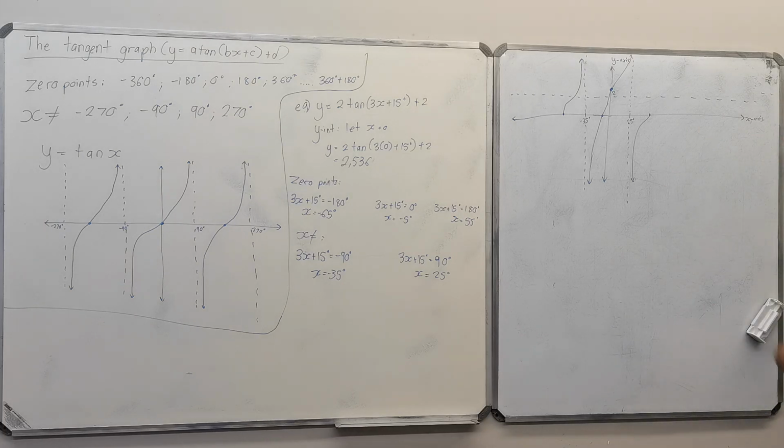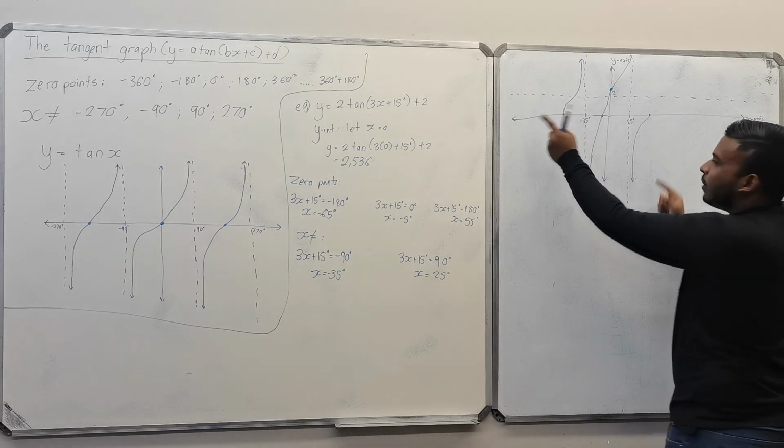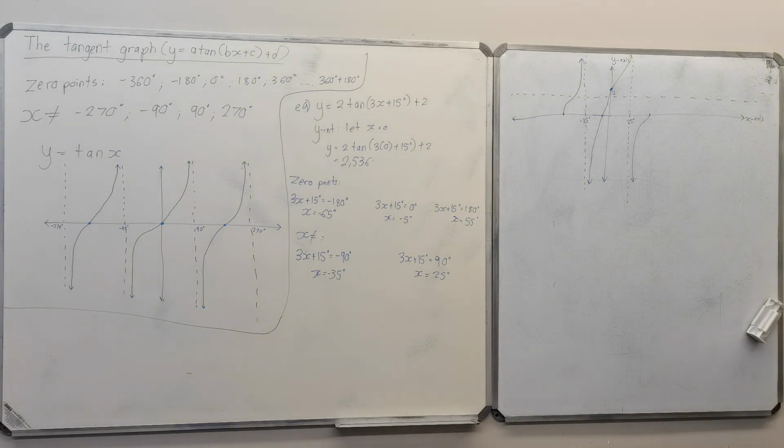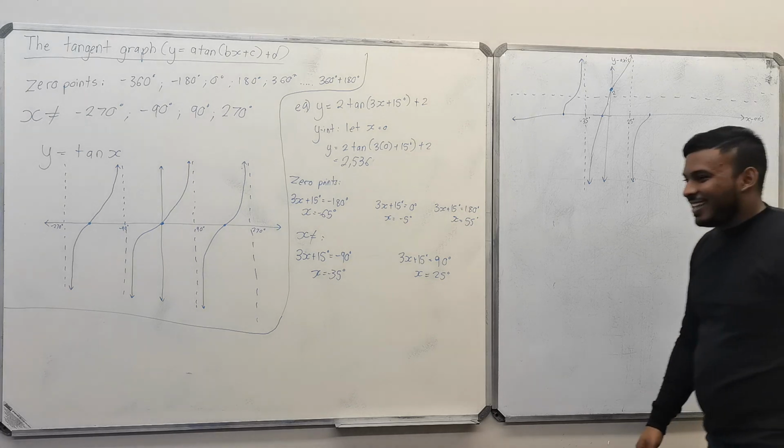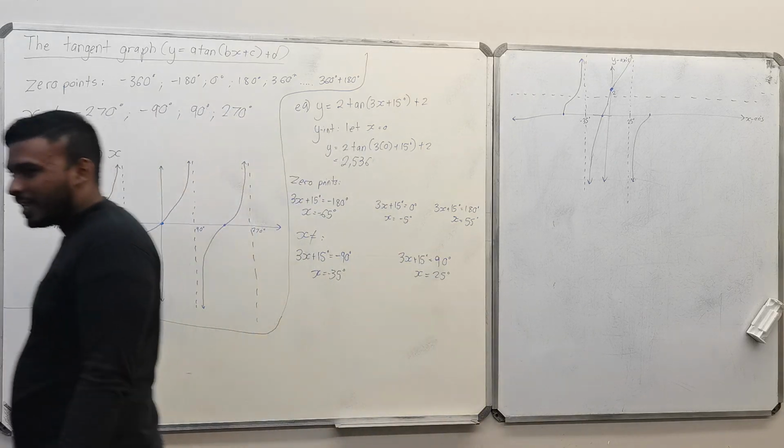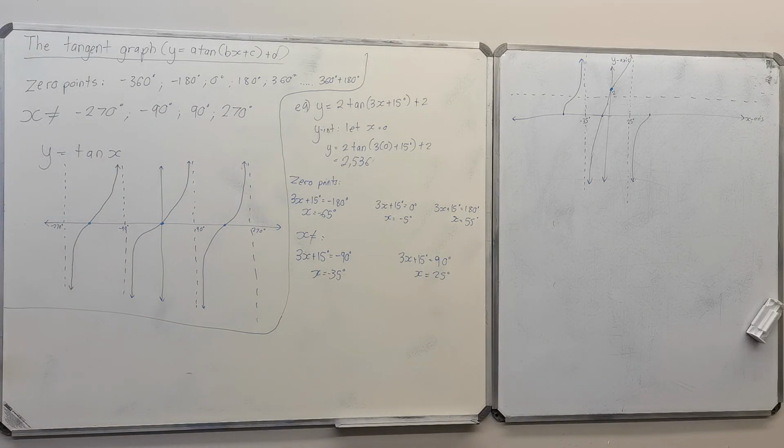A period in a tan graph is basically from here to here. What would your period have been? It will be 360 over the value of b. It will be 360 divided by 3, which is 120. Then from negative 35 degrees to 25 should give you 120. No, that won't work. It will give you 60.